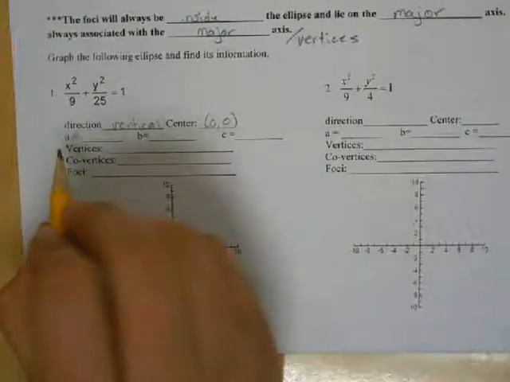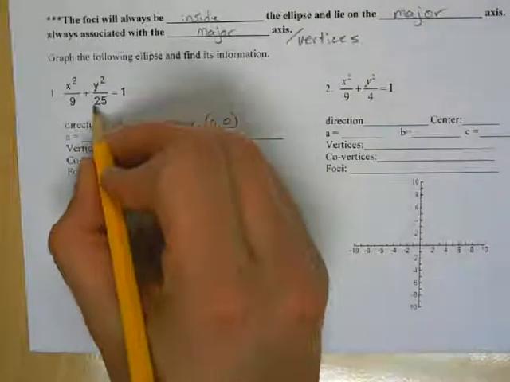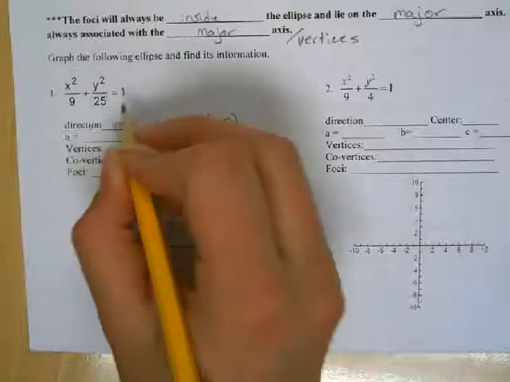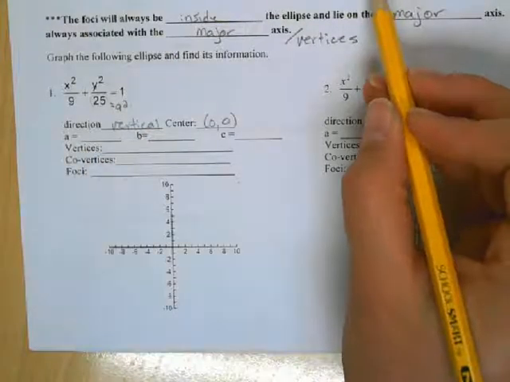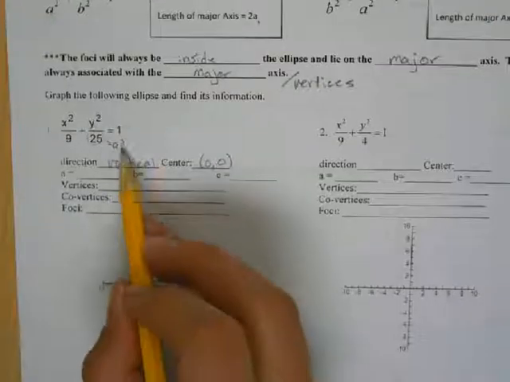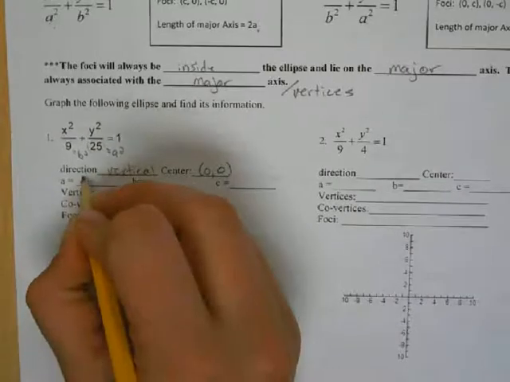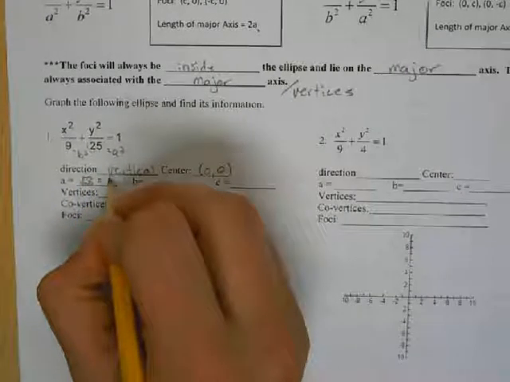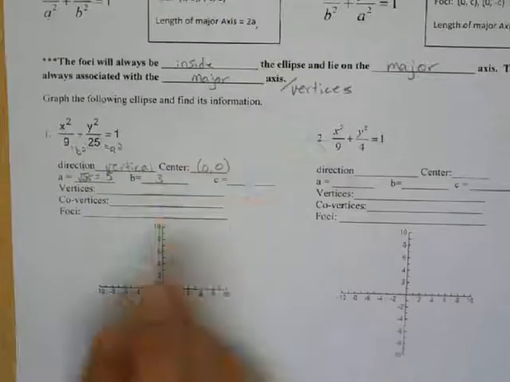Okay, A is always the bigger number, so we're looking at 25, but it's not 25. This here is A squared according to our formula up here. It's Y squared over A squared, so this is A squared, and this is B squared. So A is the square root of 25, which is 5. B is the square root of 9, which is 3.